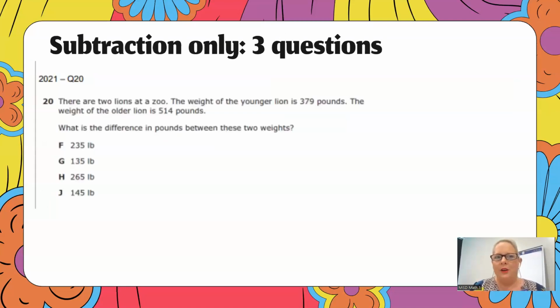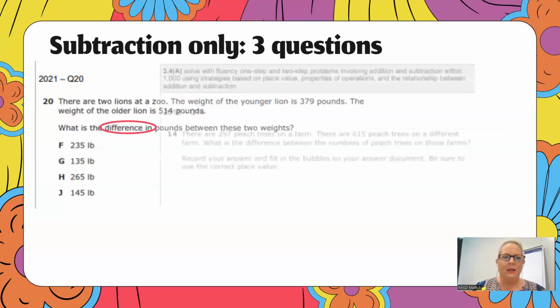Okay, so now I went on to the subtraction only questions for the TEKS 3.4a. In 2021, the question said there are 2 lions at the zoo. The weight of the younger lion was 379 pounds, and the weight of the older lion was 514 pounds. What is the difference in pounds between those two weights? Again, we're comparing two things. We're comparing two weights, and that tells us we're subtracting. This looks like it's only a one-step problem. So keep that in mind as we look at the next one.